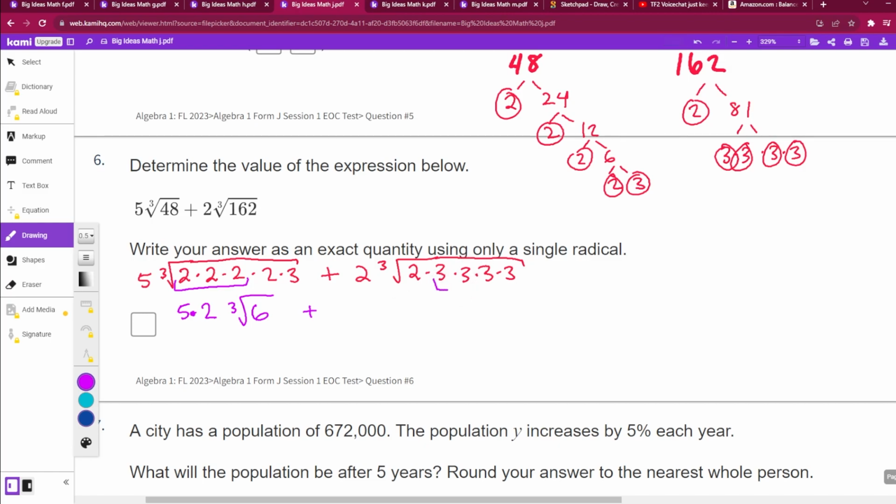And then here we can pull out 3 of a kind, so that 3 goes on the outside. And then we still have a 2 times 3 on the inside, which is 6. Good. 5 times 2 is 10, cube root of 6, plus 2 times 3 is 6, cube root of 6. And 10 plus 6 is 16, cube root of 6.